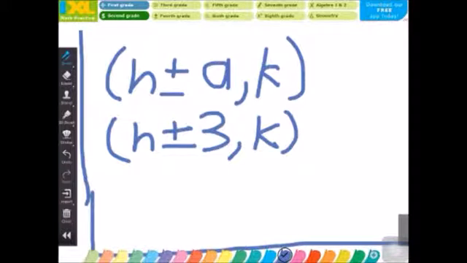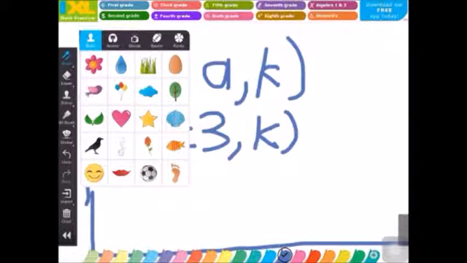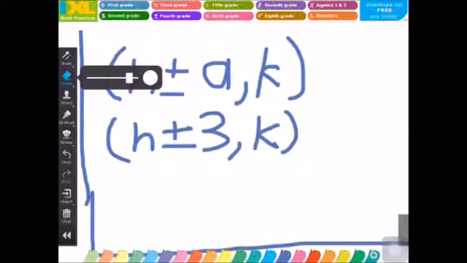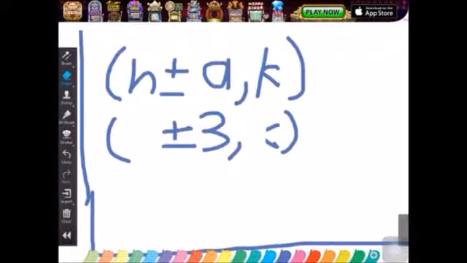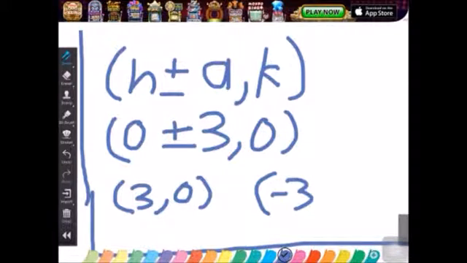And since we know that h and k both equal 0, that makes the equation a lot easier. So we have simply 0. Let's take the eraser. Get rid of h and get rid of k. We don't really need you guys anymore, sorry. And we write 0 instead of h and k. So 0 plus or minus 3, we can get 3 for the x value and 0 for the y value, and negative 3 for the x value and 0 for the y value.